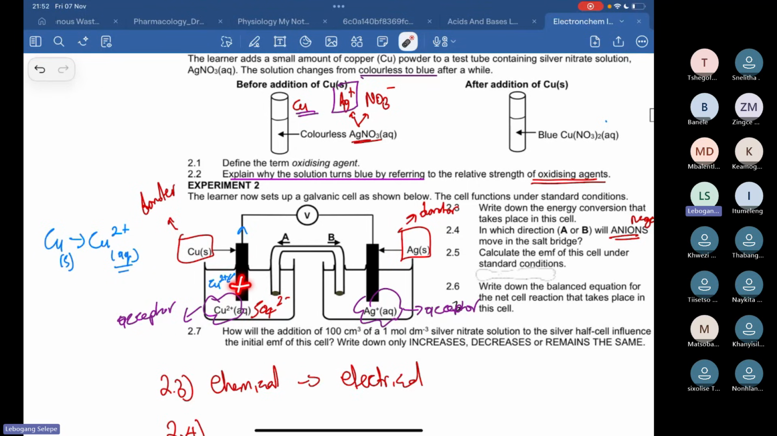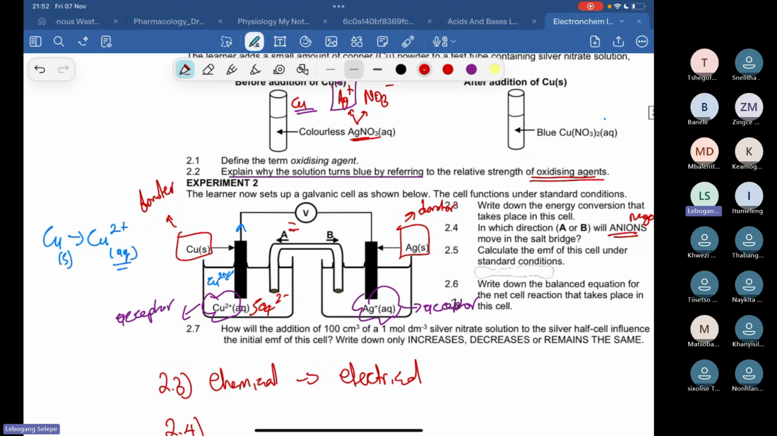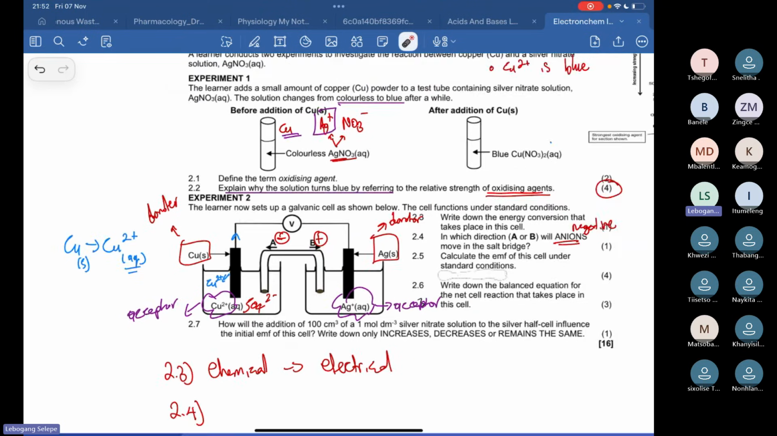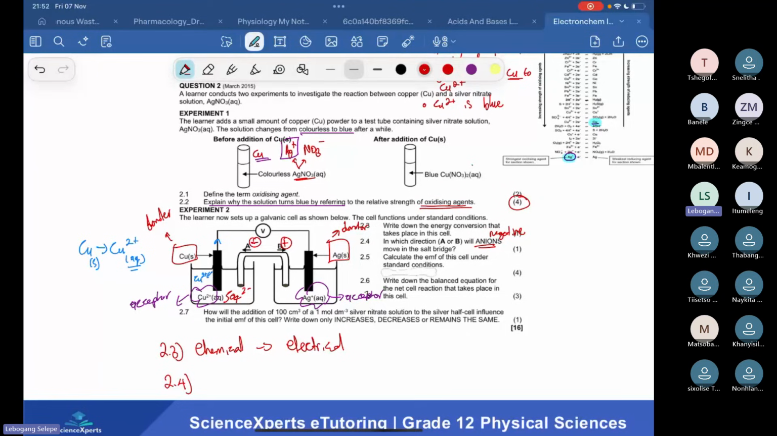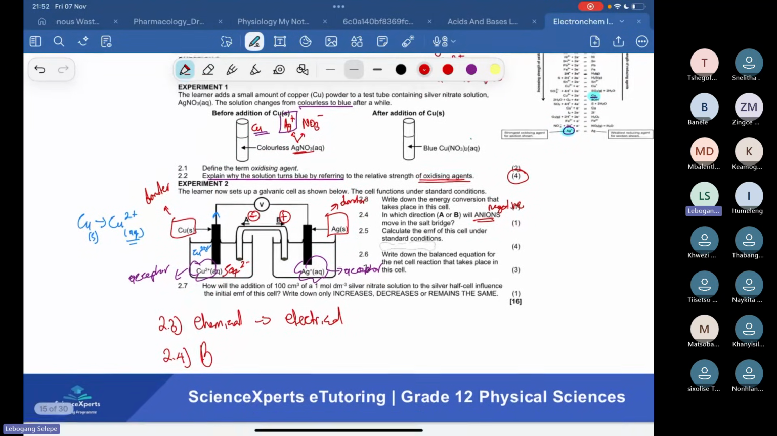So to neutralize this positivity, the salt bridge will send negatives in here. That is why A has to be negative, and then B has to be positive ions that are going into this one, right? So our answer for 2.4 would be B. Now let's move on to 2.5. Are we all good? Yes.